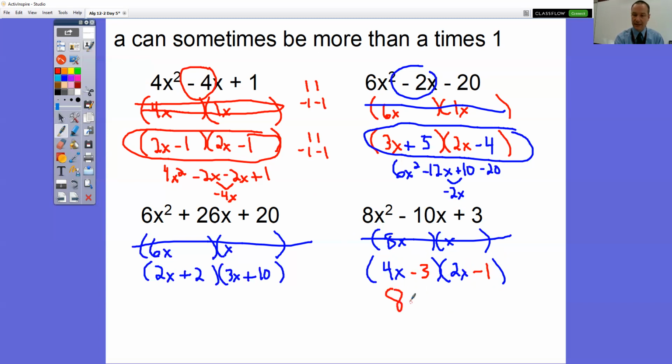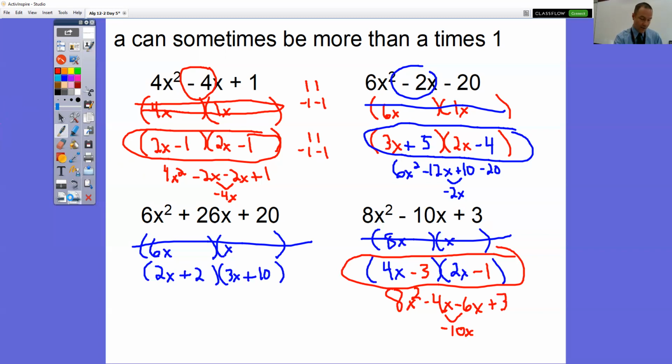4x times 2x is 8x squared. For outers, that would be a -4x. Inners would be a -6x. -3 times -1 is a +3. One of the quick little ways to think about things is take a look at your plus. You have a +c value, but you have a -b value. That's going to tell you right away that you have two negatives. That's a good indication, so you could at least get rid of your two positive answers. Add together your outers and your inners to be a -10x. So this would be your answer.